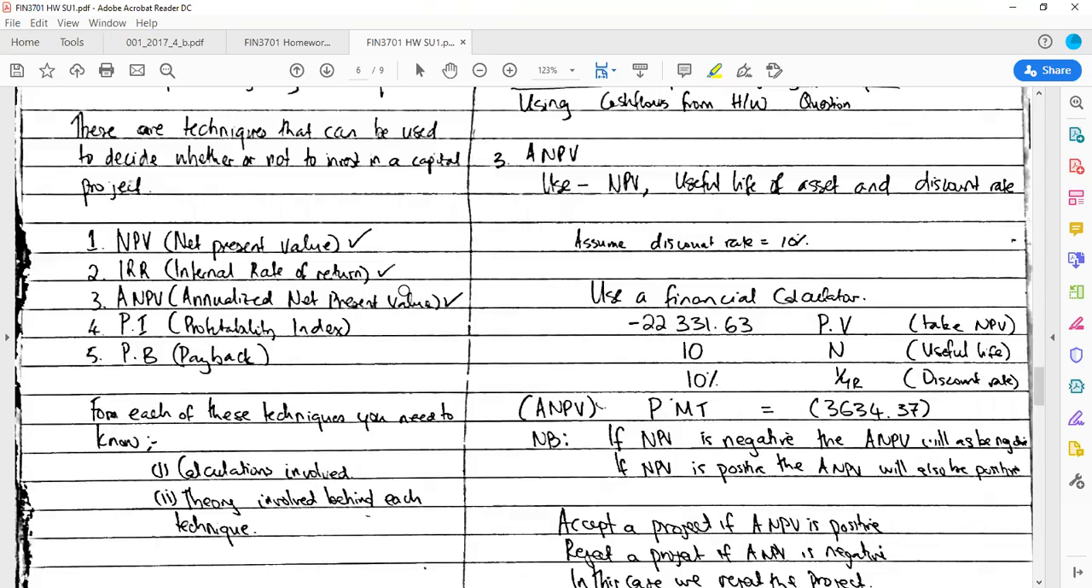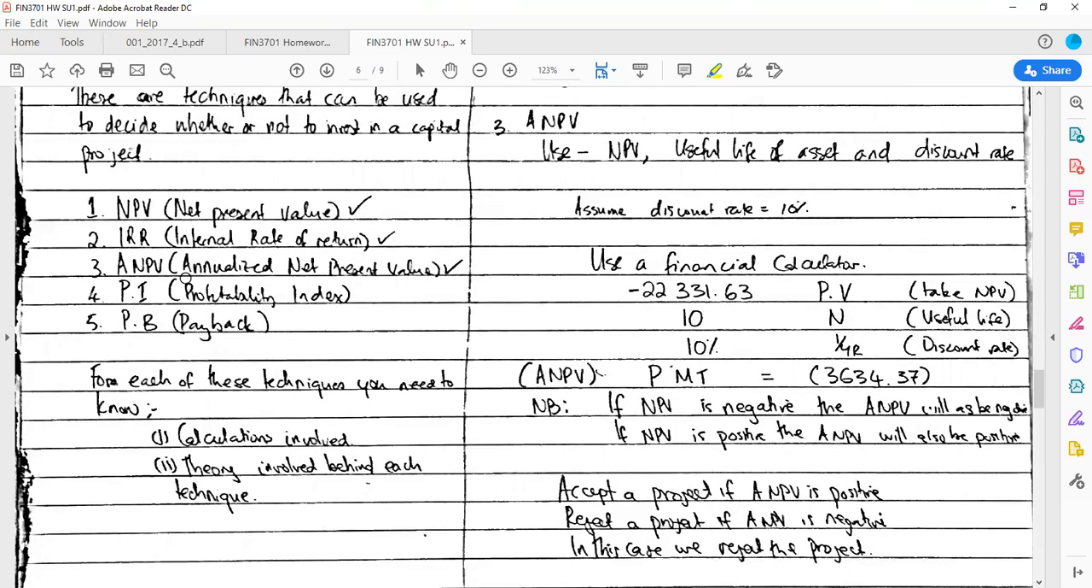Then the third capital budgeting technique you need to know about is the annualized net present value. To calculate the annualized net present value, we use the NPV, the useful life of the asset, and the discount rate. So we assume a discount rate of 10%, right? So we use the NPV, the useful life of the asset, and the discount rate.